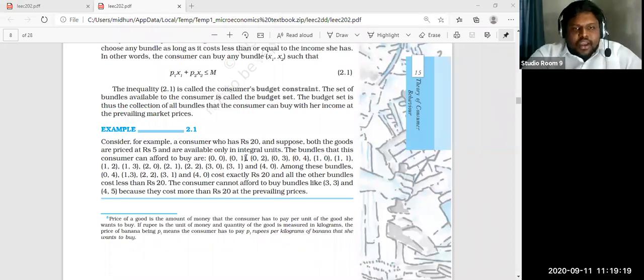Among these bundles, 1,3, 2,2, 3,1, and 4,0 cost exactly 20, equal to the income. Bundles like 3,3 are impossible for the consumer to afford. So it's a constraint, cannot buy 3,3, because 3 multiplied by 5 means 15 for each good, and the budget is only 20. Cannot buy 3,3 and cannot buy 4,5, because they cost more than 20 at the prevailing prices. So he or she is unable to purchase.